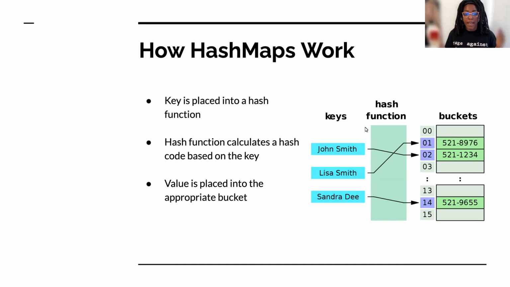Okay, so first you have your key, and your key is placed into a hash function. That hash function then produces a hash code, which is assigned to a bucket. Once you find the hash code, you store that value into that bucket. So you've got your key, Lisa Smith, and you put it into the hash map. The hash map takes Lisa Smith, uses the hash function, produces a hash code, and then puts it into the corresponding bucket. So if you want to store Lisa Smith's number, it's going to put it into hash code, index 01, and that's where you can find Lisa Smith's number.